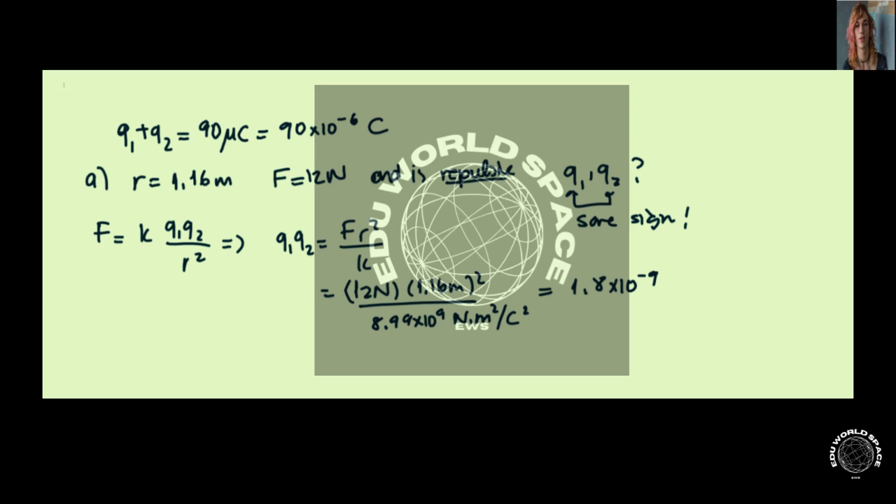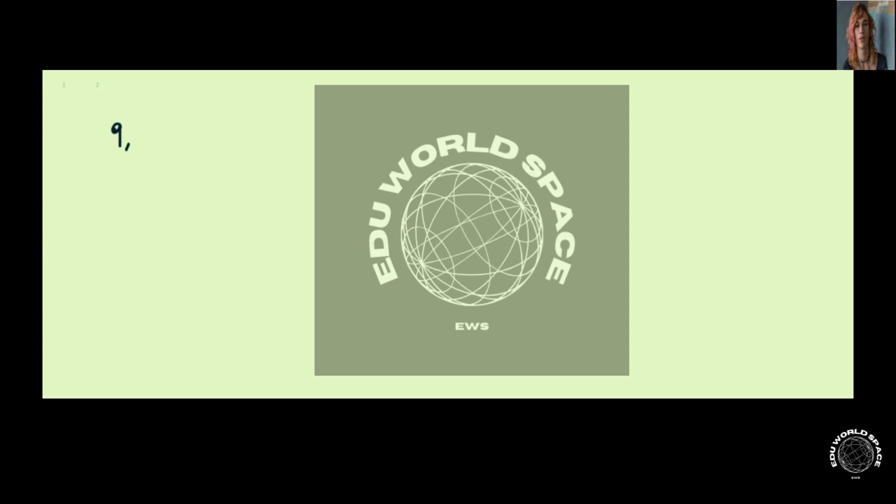Now we also know Q1 plus Q2, right? So we have two equations and two unknowns, and we should be able to solve for them. Q1 plus Q2 is 90 times 10 to the power of negative 6 coulombs. Q1 times Q2 is 1.8 times 10 to the power of negative 9. Like I said, these are two coupled equations. There are many ways to solve this. Eventually we're going to get to a quadratic equation. There's no escape from that. So what I would do is isolate one of the unknowns from one equation and plug it into the other. And that's exactly what I'm going to do here.